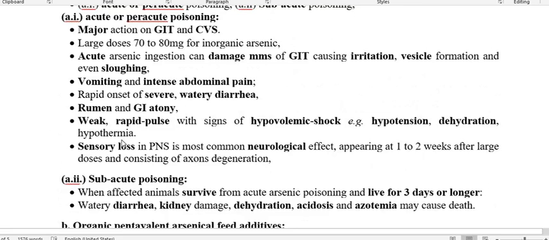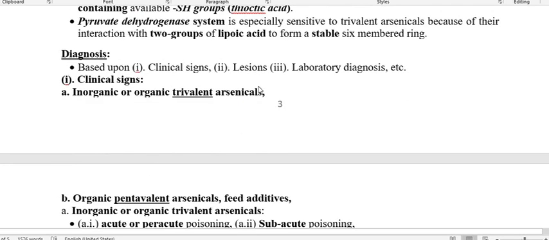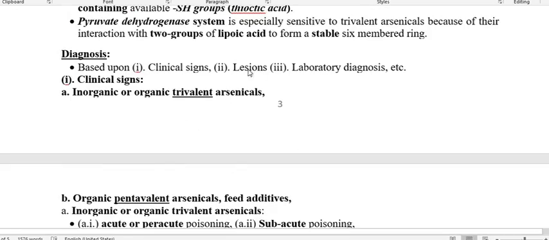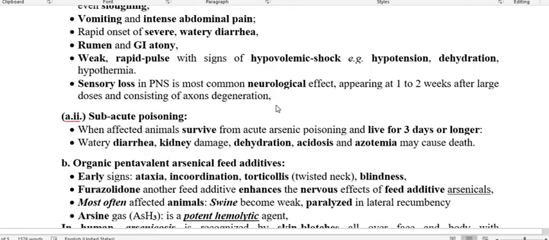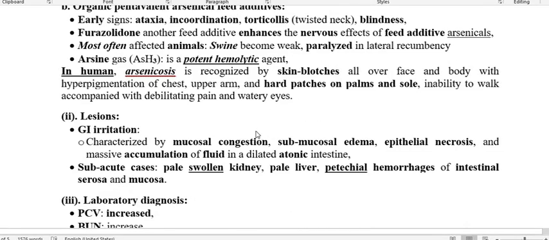Now we have to go through the diagnosis by lesion. So the clinical signs we already discussed. These are mainly concerned with the GI tract and cardiovascular system. And the second is the lesion. What type of lesion will you find in this poisoning? Because the most affected organ is the GI tract, you will find the lesions there.